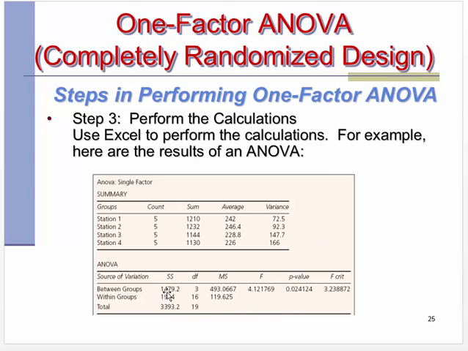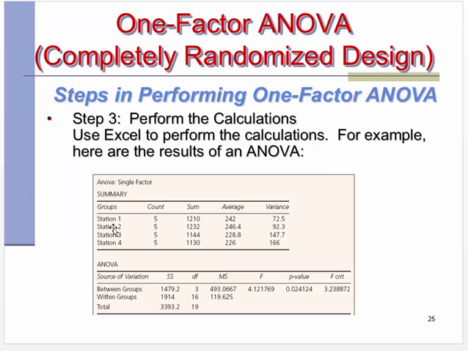In this case, the between group sum of squares is 1479.2, within groups 1914. The sum of squares total, SST, is 3393.2. The degree of freedom here for the between group is 3.